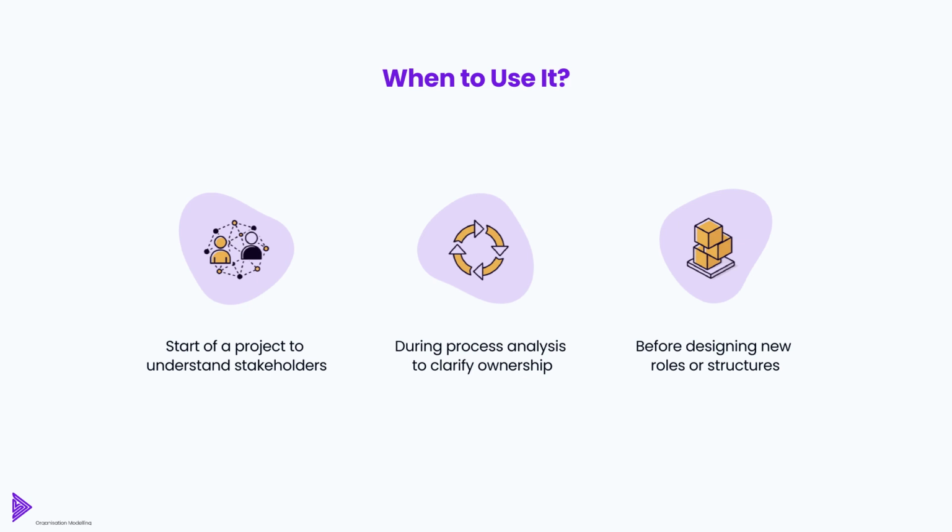When is organization modeling the right technique to use? At the start of a project to understand stakeholders. This helps you quickly map who needs to be engaged and who has decision rights. During process analysis to clarify who owns each step. It links the people side to the process side, reducing confusion, duplication, and rework. Before designing new structures or roles, if a business change will reshape teams, this technique helps you compare the current state with the proposed future state.